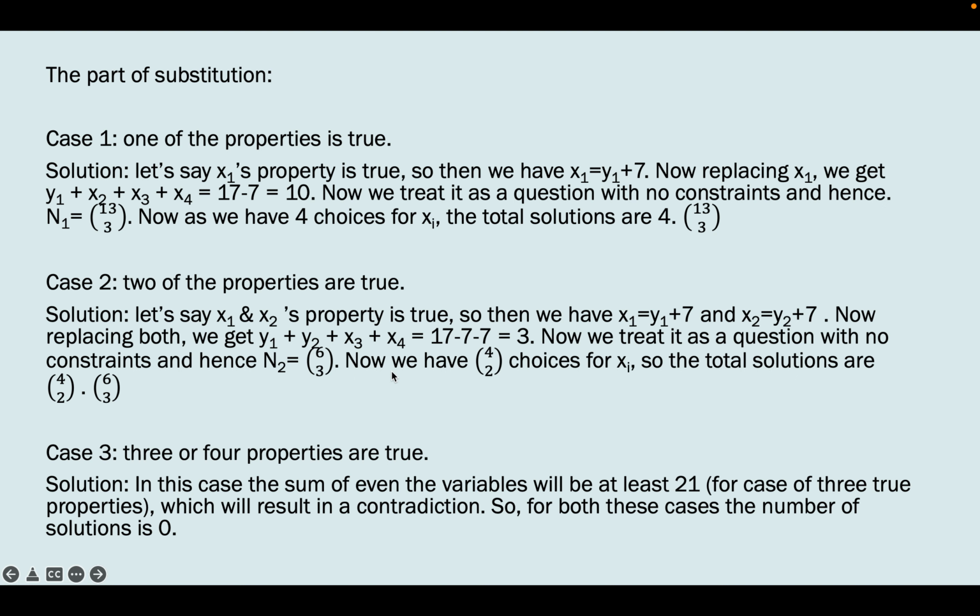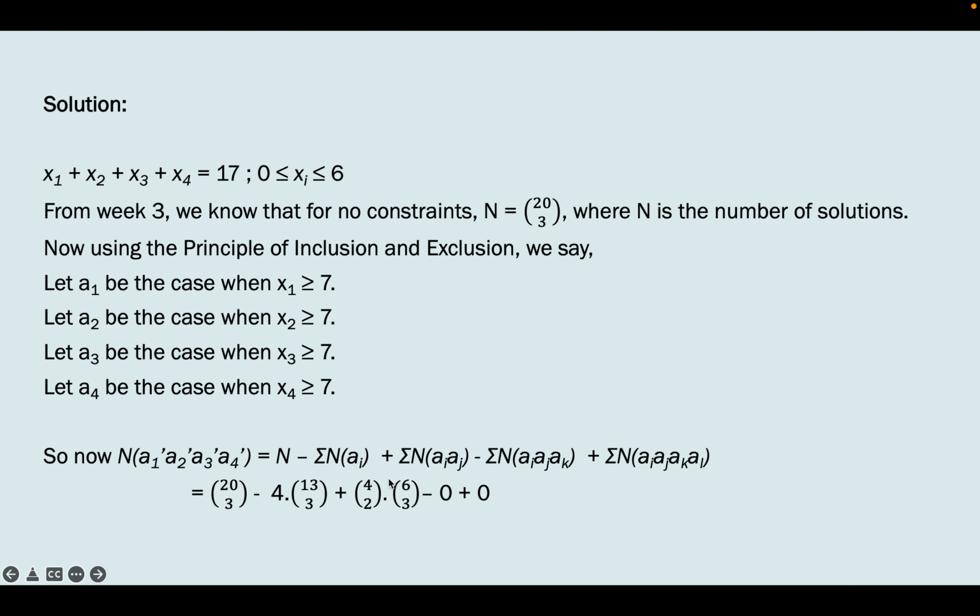Similar to case 1 again, we also have choices. So now we have to choose 2 out of 4 variables. So we have 4C2 choices. And so the total solutions are 4C2 into 6C3, as seen here in the equation.